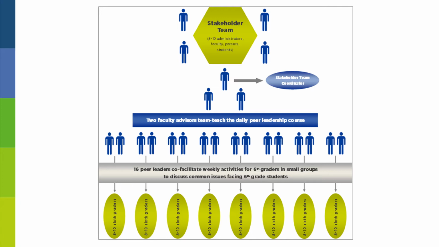The recommended peer leadership class size is 16 to 18 students, but the number is ultimately dependent upon how many 6th grade students participate in the outreach. The groups engage in team building activities and discuss issues that middle school students face to support them in their transition from elementary school to middle school.